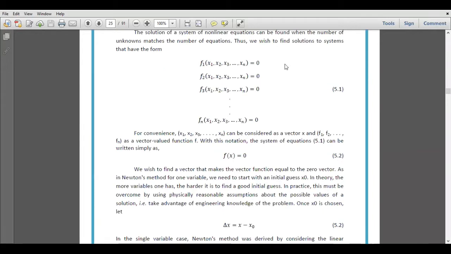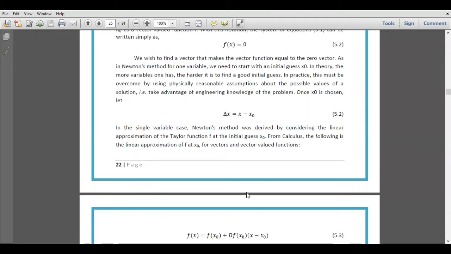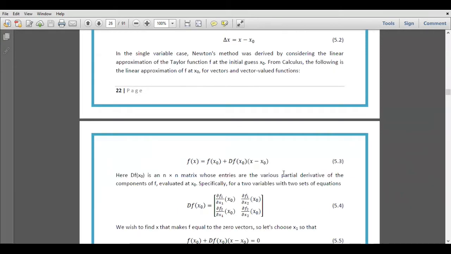So in this way, we have several mathematical functions, and this f of x will become a column vector as a result. Similarly, the right hand side is the column vector of zeros, and this is the delta x, which is x minus x naught.